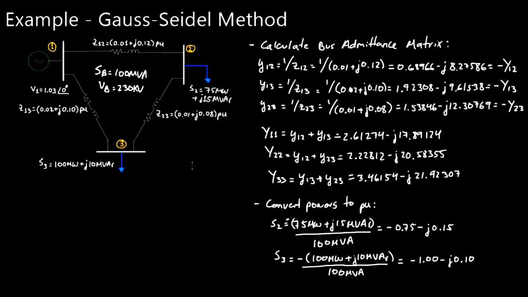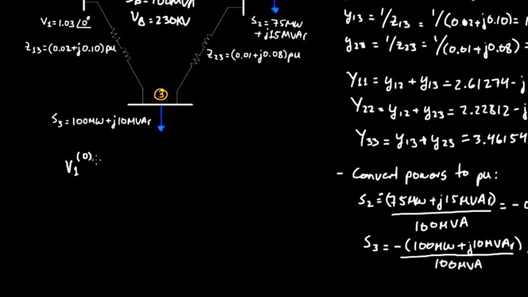That's probably not going to be the case. So I'm going to say that V1, which again is the voltage at bus 1, of 0. So this is iteration number 0, meaning the initial value. That's going to be equal to this voltage over here. So remember that for a slack bus, we're going to hold the voltage constant. Or rather, a slack bus, by definition, holds its voltage constant, no matter what happens in the circuit.